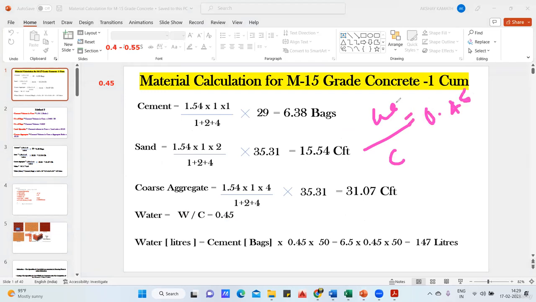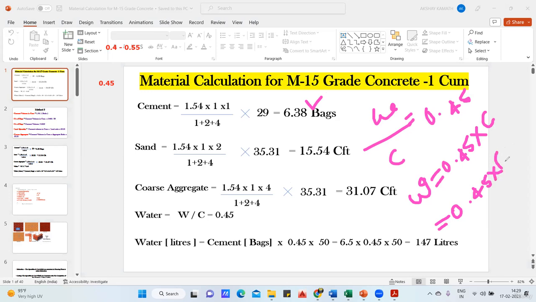Water I don't know. Cement I know, right? So if I want to find the water quantity, it will be 0.45 multiplied by cement. But here, cement is in bags, and we know that one bag is 50 kg, isn't it? So I'll multiply this by 0.45, and by the cement quantity. The cement quantity I don't know, but the bag count is there.